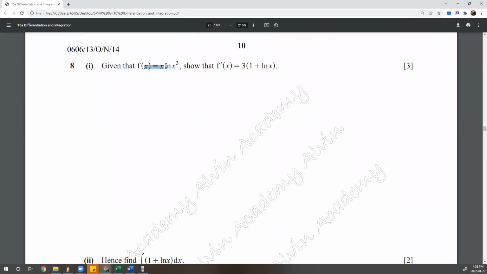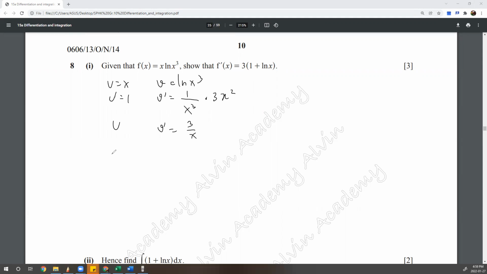Okay, you can do it using the product rule: x times ln x cubed. You remember ln x cubed is a function. So let u equals x, v equals ln x cubed, and u prime equals 1. v prime is 1 over x cubed times the inside, 3x squared, so 3 over x. You can cross this out, and u prime equals 1.